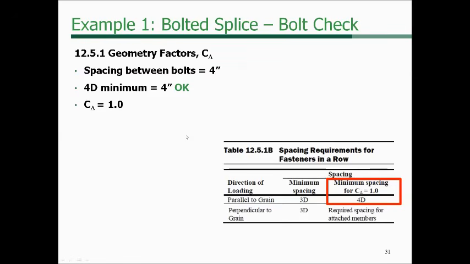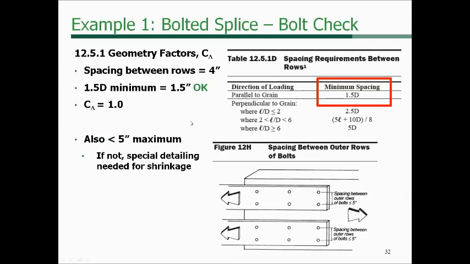The spacing between bolts is 4 inches, and you see here for parallel to grain in this table that the minimum spacing is 3 diameters. The minimum spacing where you don't get a penalty is 4 diameters. So if you end up somewhere between these two, you get a penalty. But 3D is the absolute minimum. We're okay there. The spacing between rows in our particular case is 4 inches, so that ends up being parallel to grain 1.5 diameters, so we're okay there with our minimum spacing.